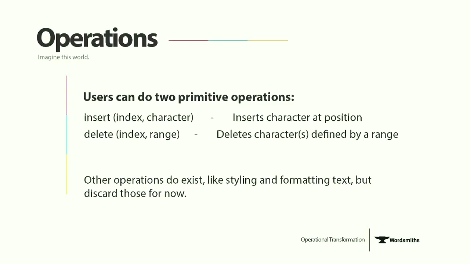Imagine a world where 2 users can connect to a text document and they work in a shared document space. All users can do 2 primitive operations: an insert operation, which inserts a character at a given position, and a delete operation, which deletes a range of characters defined by a range. Now, don't discard the other operations that you can do in a text document environment, like changing styles and formatting text. But for this example, just discard them for the sake of simplicity. I'm going to try to illustrate the problem using some diagrams.